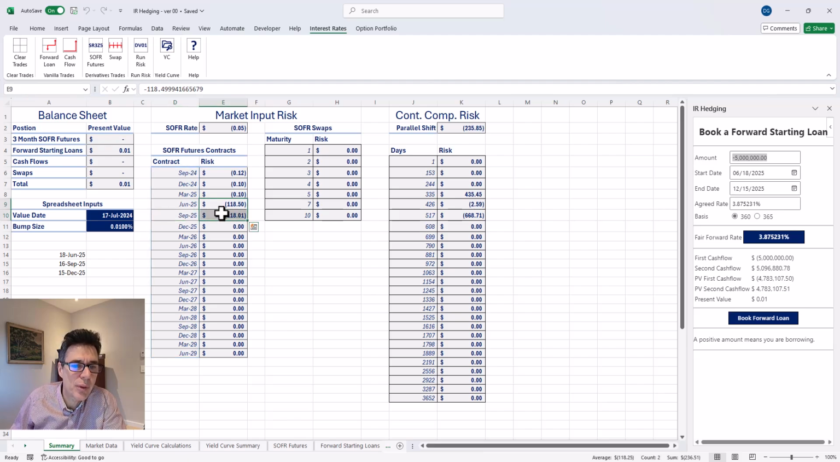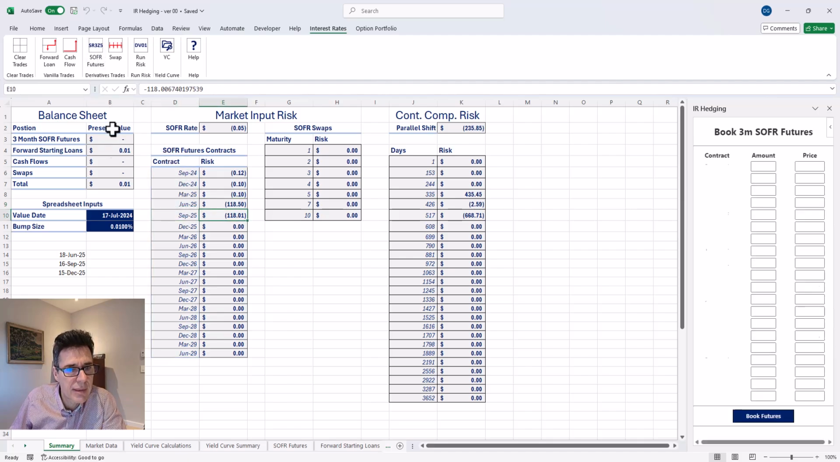And again, another way to think about it would be if I'm lending, I'm locking in a rate from June until December. That's pretty much equivalent to locking in a rate from June until September and then locking in another rate from September until December. So that's why the risk splits, and the risk is approximately 5 contracts for June and 5 contracts for September.